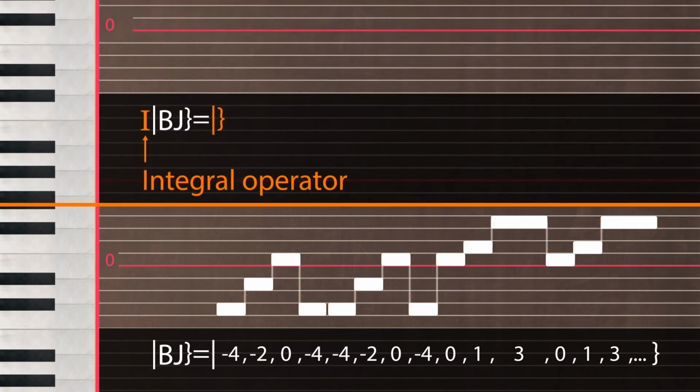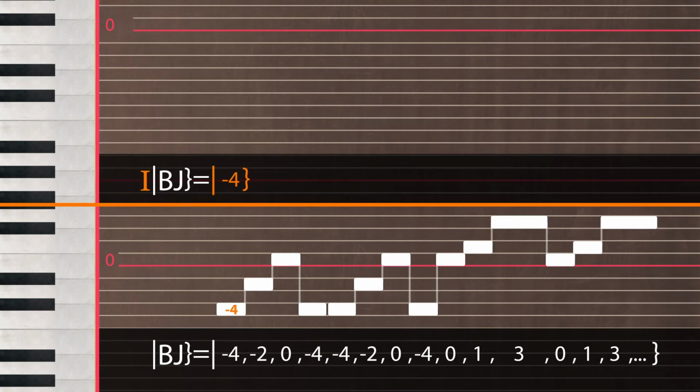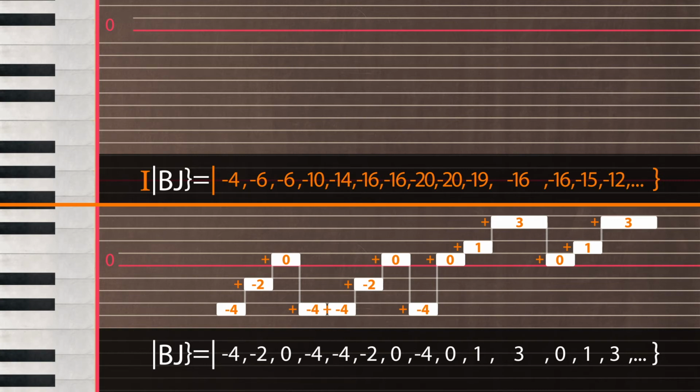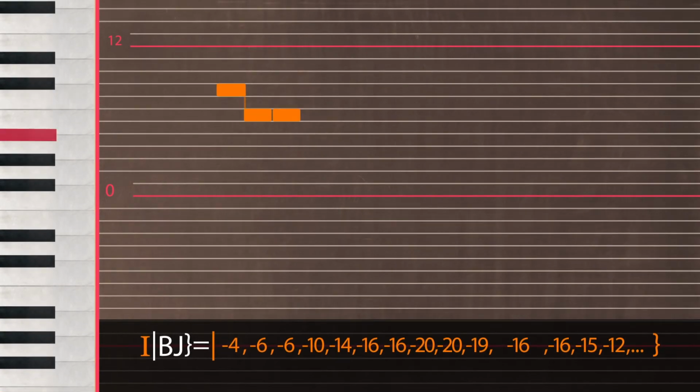The integral operator sums up all numbers, starting with the first number, -4, then -2 gives -6, then +0 stays -6, then -4 gives -10, then -4 again gives -14, and so on. This gives us another sequence of numbers that we can interpret again as a new melody. The integral of Brother John.